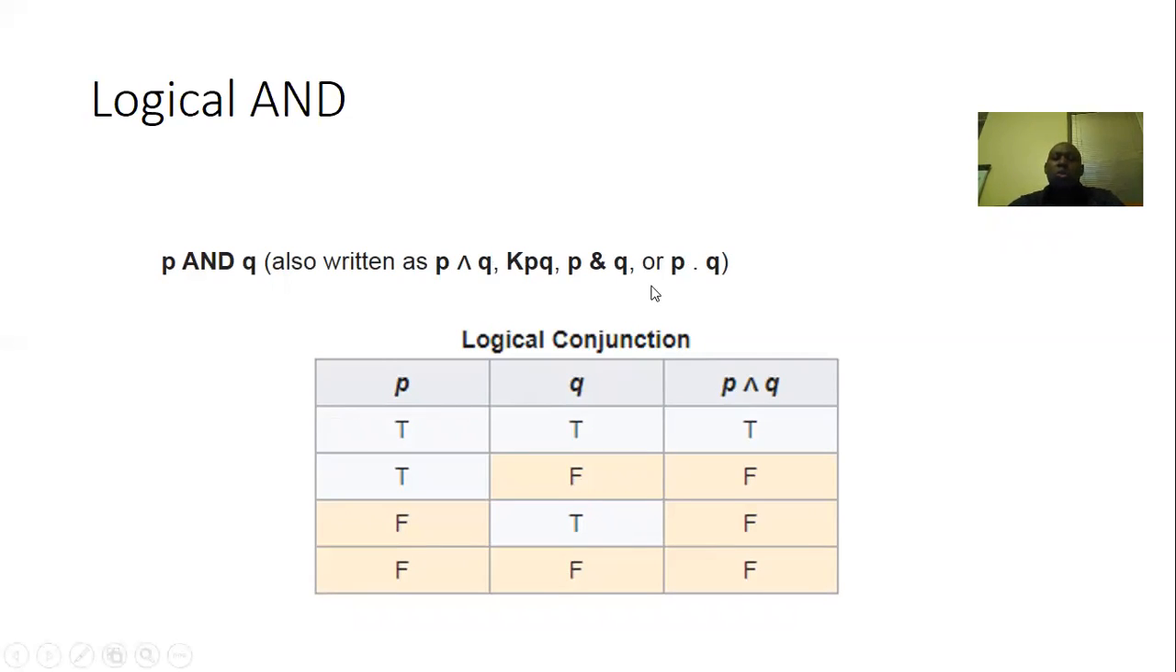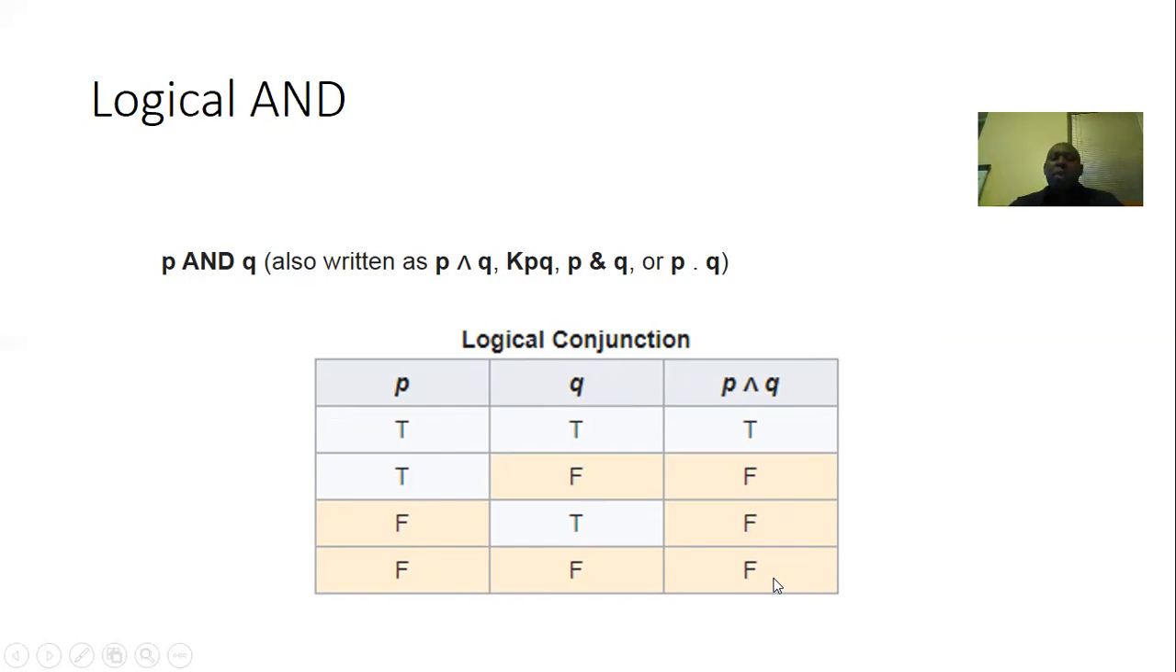This also works when we convert it to binary. When P is 1 and Q is 1, the result is 1. When P is 0 and Q is 0, the result is 0. When P is 0 and Q is 1, the result is 0. And when P is 0 and Q is 0, the result is still 0.